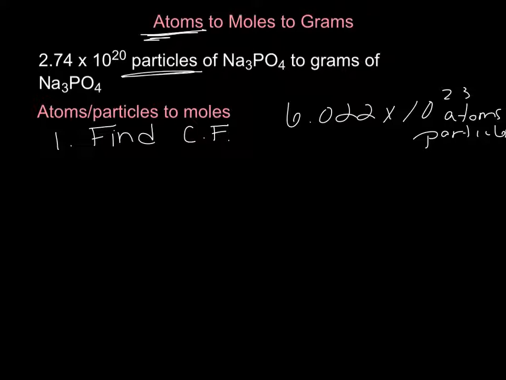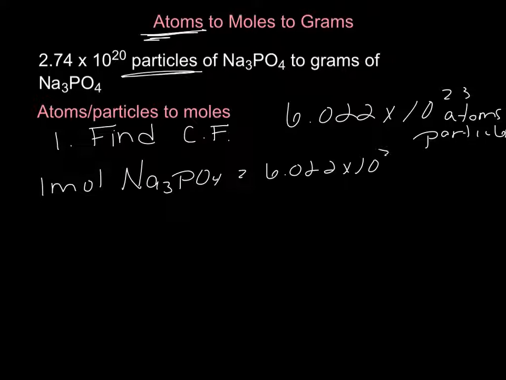1 mole of sodium phosphate is equal to 6.022 times 10 to the 23rd particles of sodium phosphate. Okay, there's my conversion factor. So now we can set up our problem. I'm going to do this in 2 steps just to make sure you guys understand it.